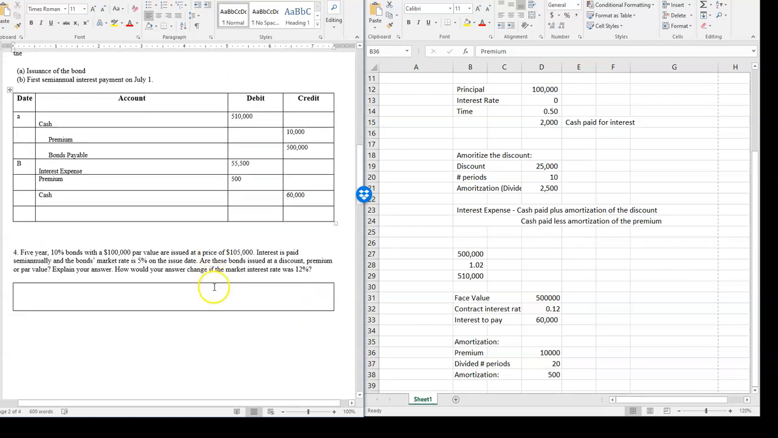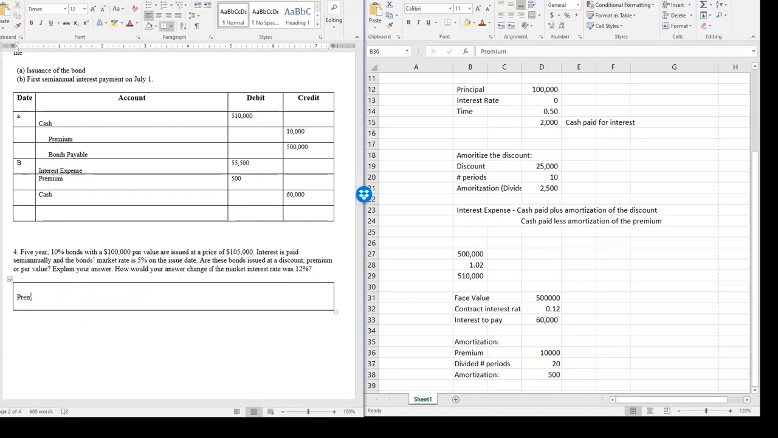All right. Looking here, we are asking a question about if you have bonds that are issued at 105 and they have a par value of 100,000, that's the same thing as a face value of 100,000, then it is a premium. So interest is paid semi-annual and the bond market rate is 5% on the issue date. Are these bonds issued at a discount, premium, or par value? How would your answer change if the market interest rate was 12%?